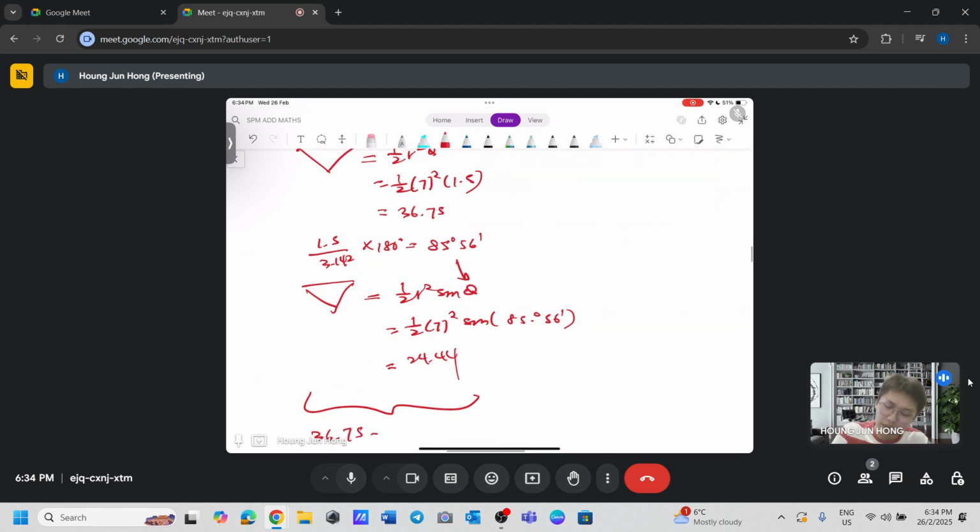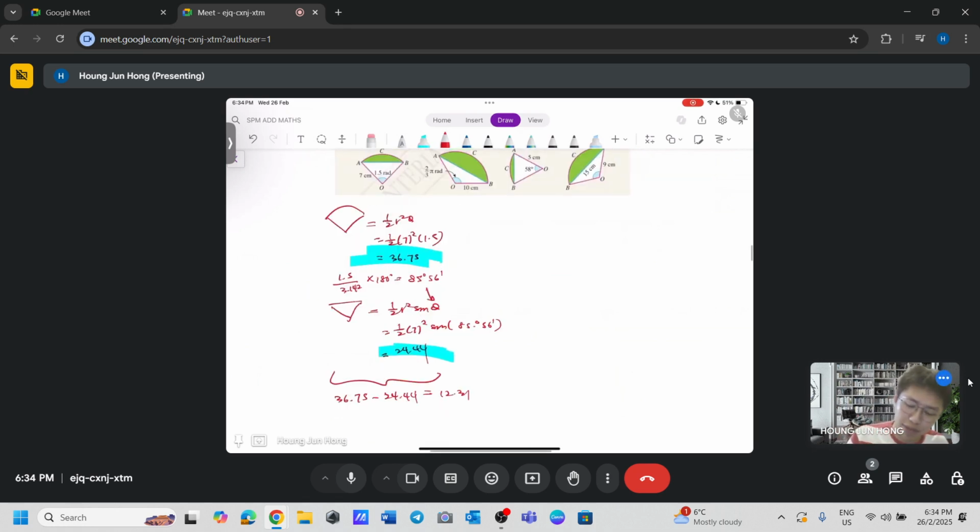Finally, everything put together, just minus them off. So this one minus this one, the big one minus the small one. You get 12.31. Again, I hope that is a simple thing we have been through, should be the same thing as you should know. Next one also very simple, just plug in all the formulas.